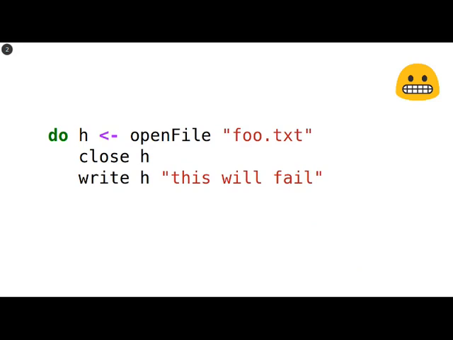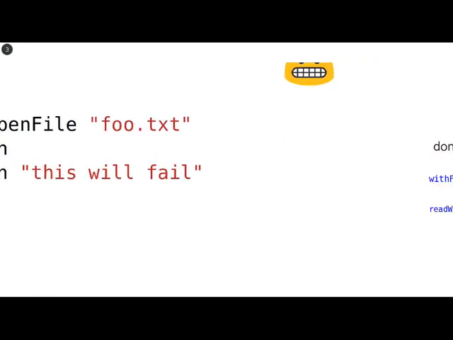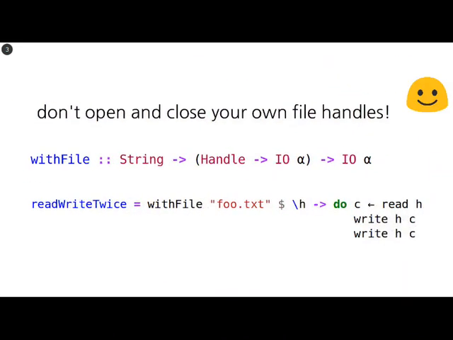Well, many of you in the audience might say, I would never write this code. I'm never going to open and close my file handles myself. I'm going to use something like withFile, where you provide the file name and a function that accesses the handle, but then at the end, withFile closes the handle for you, and everything is good. And so then you can write some nice monadic code, like read-write-twice, where you just read a character from a file and then you write it twice to that same file.